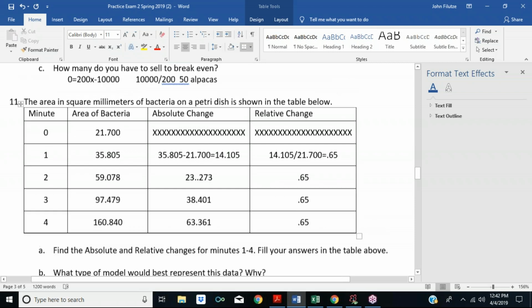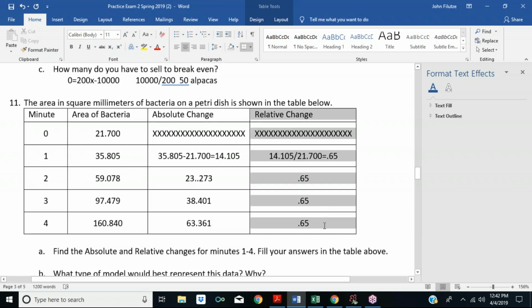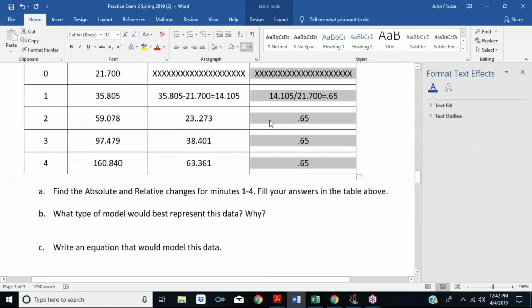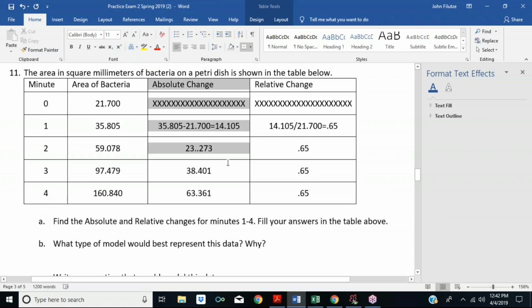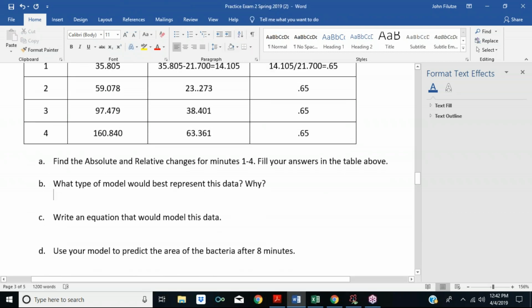So remember when we talked about this, when the relative change was the same every time, that indicated an exponential model. When the absolute change is the same every time, that indicates a linear model. So we can see that this is not a linear model because those values are all different. And so it wants us to write an equation.